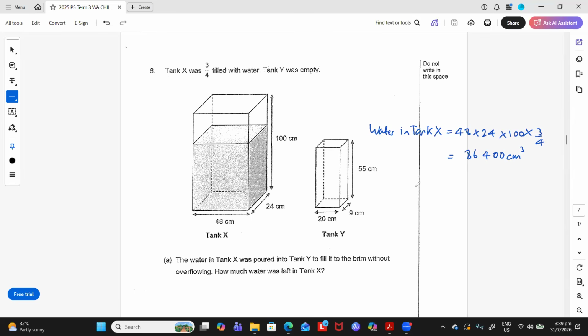So let's go and find the full capacity of tank Y. So tank Y equals to length times breadth times height. You'll get 9,900 cm cube. So how much water is there left in tank X? You poured out this much. So what's left will be 86,400 minus 9,900. You'll get 76,500 cm cube.